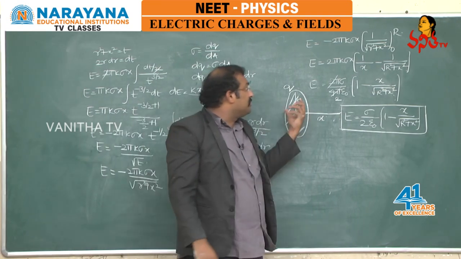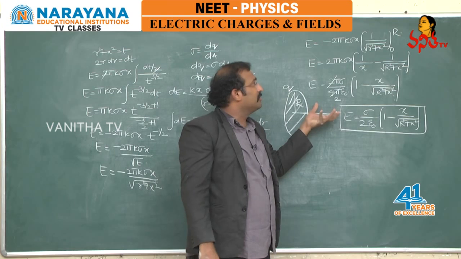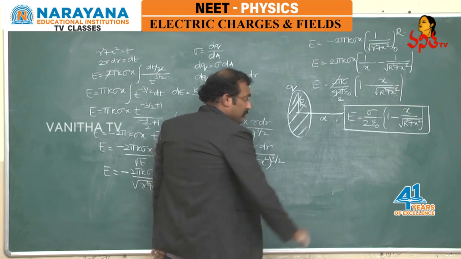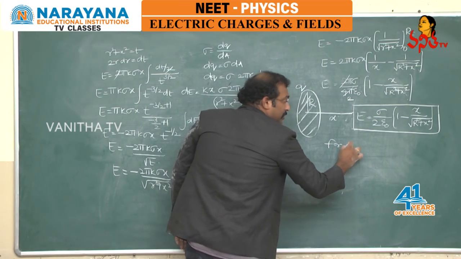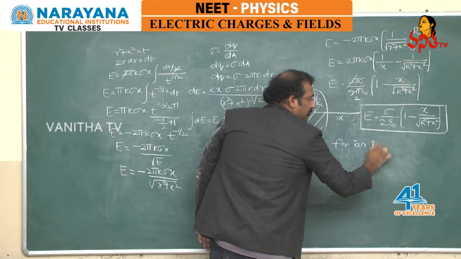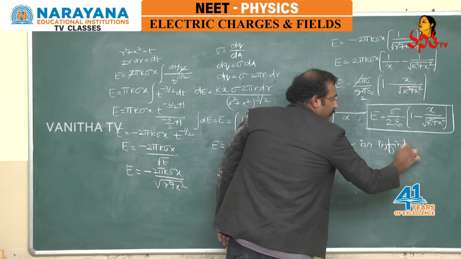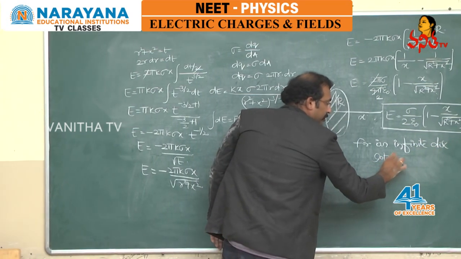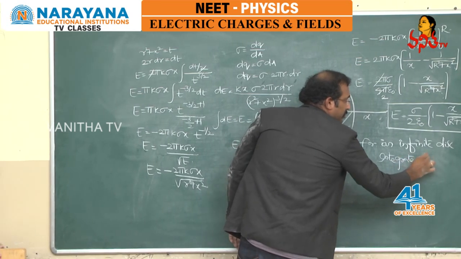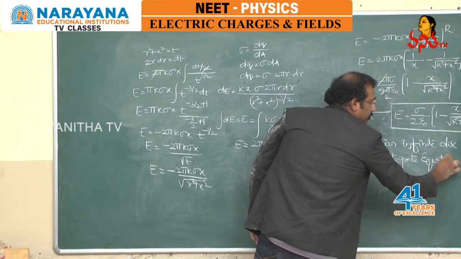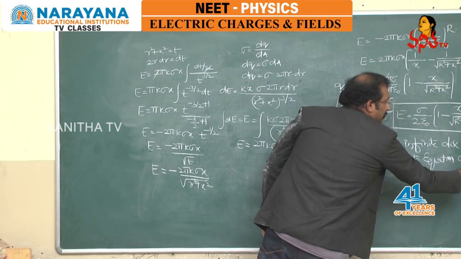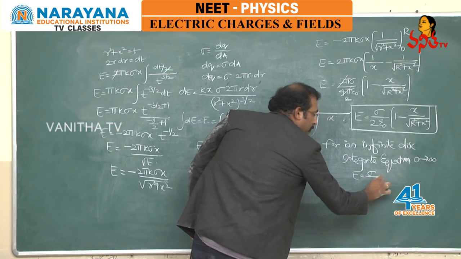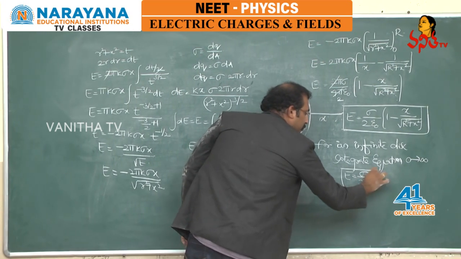If the disk is an infinite disk, then integrate the equation from 0 to infinity. Then the electric field due to an infinite disk can be written as sigma by 2 epsilon naught.